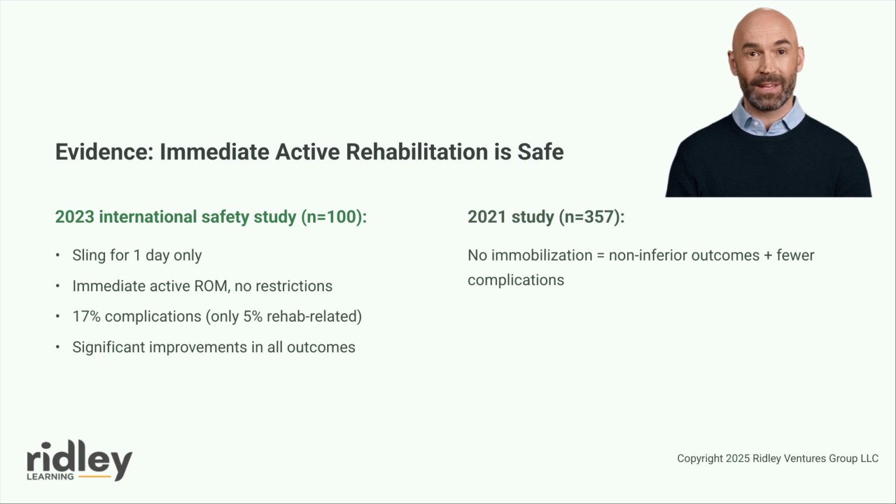The most compelling evidence supporting accelerated rehabilitation comes from a 2023 international multi-center prospective cohort safety study that evaluated 100 patients with a mean age of 74 years who underwent direct active rehabilitation following reverse arthroplasty with sling use for only 1 day and immediate progression to active range of motion exercises without specific precautions. At 1-year follow-up, the overall complication rate was 17%, with only 5% of complications potentially related to the rehabilitation strategy.